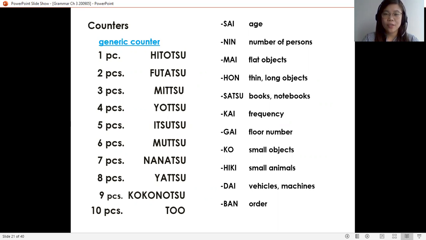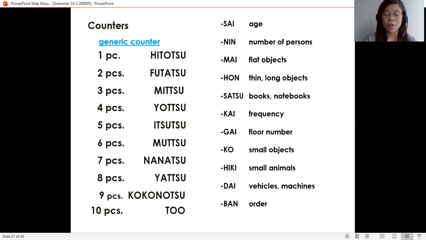On the right side, you can see the list of our special counters. These are the counters that you will encounter in N5. We have sai for age. That's what you use to refer to your age or someone's age. Then we have nin for number of persons, when you're counting people. Mai for flat objects. You can use that for loose sheets of paper, CDs, or any generally flat objects. Hon is your counter for thin, long objects like pens, pencils, bottles. Satsu for books and notebooks. These are for your bound volumes of paper, maybe magazines.